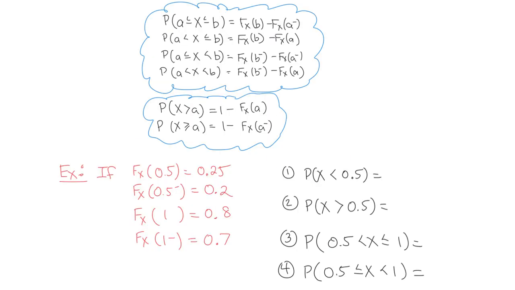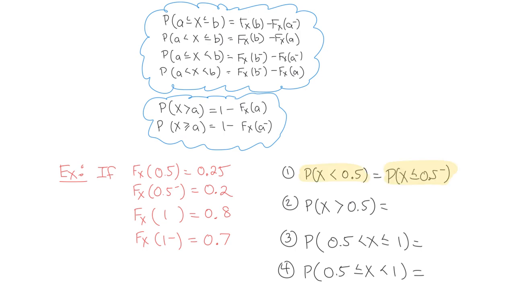So consider the following example. We have some partial information about the CDF of a random variable. At 0.5, it's 0.25. What does that mean? It means the probability that x is less than or equal to a half was about 0.25. Also, the probability that x is less than 0.5 is 20%, and so on. So based on these four values, we will answer the four questions found at the right.